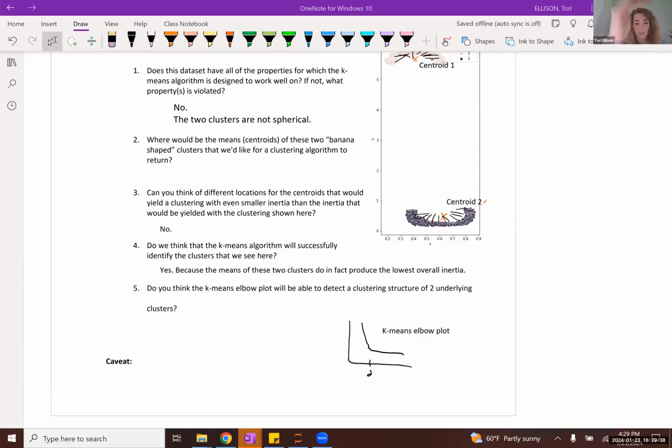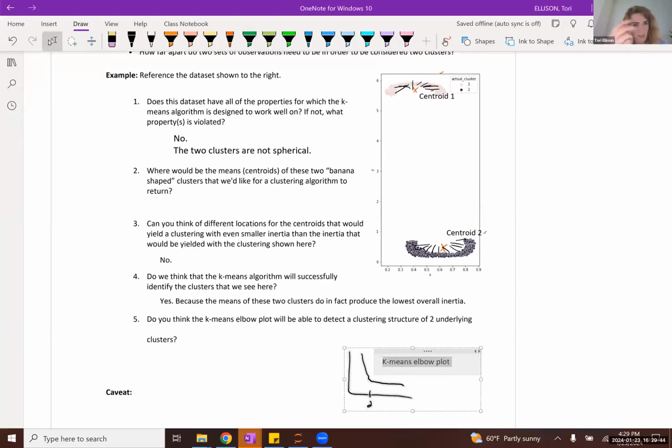So basically, when we look at the application in just a second, we will in fact see that even though these two clusters do not meet all the ideal specifications, because they are so well separated from each other, the dip in inertia that you see going from 1 to 2 is going to be dramatically larger than any dip in inertia that you see going from, say, 3 to 4 or 4 to 5.